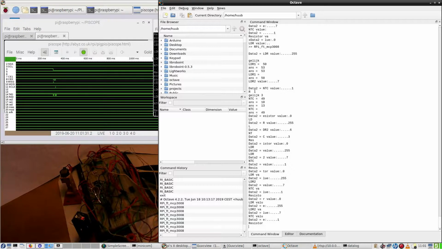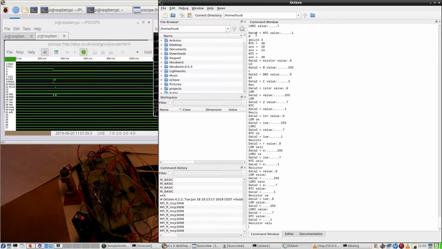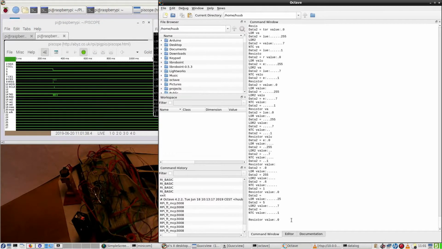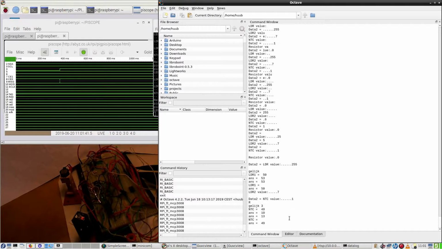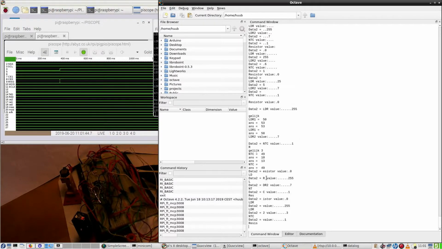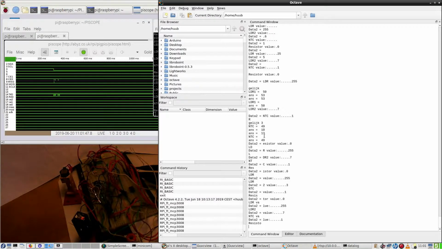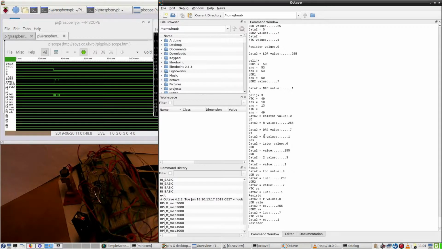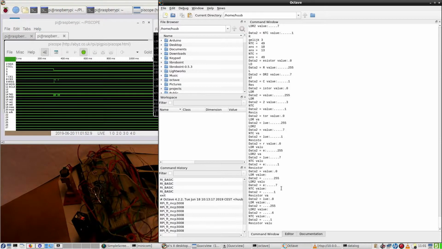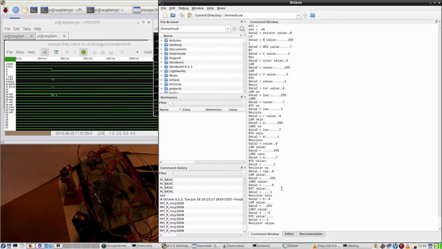This is NTC anyway, this is LDR1 anyway. This is LDR1 again, the NTC. I don't care for anything else. I have now some results. They could be nice.